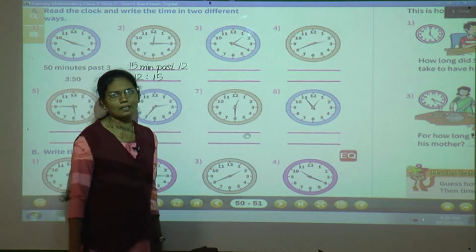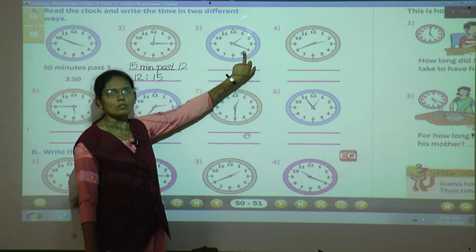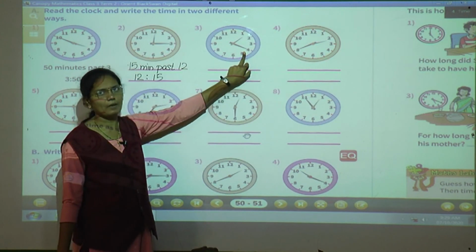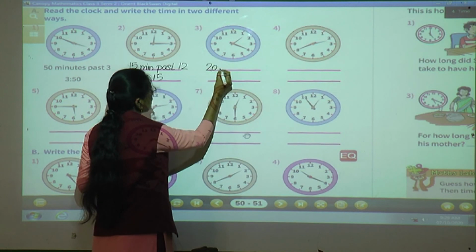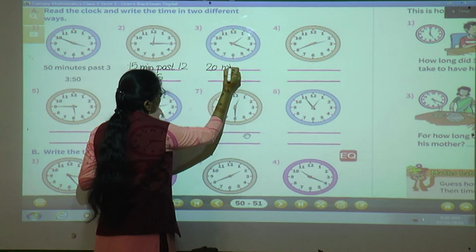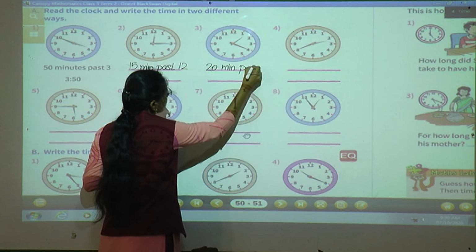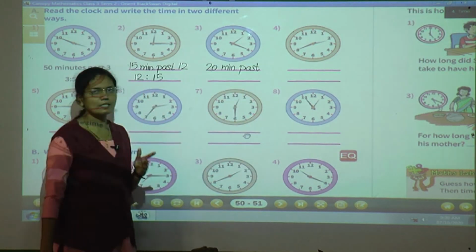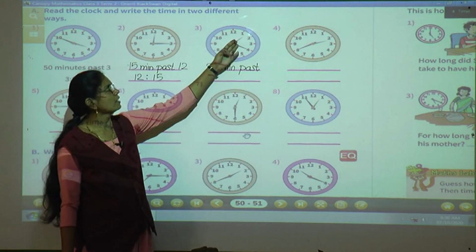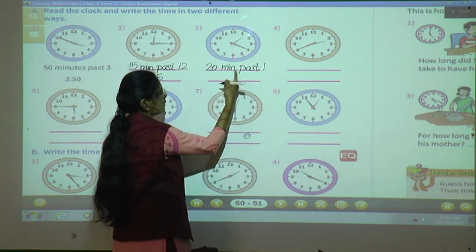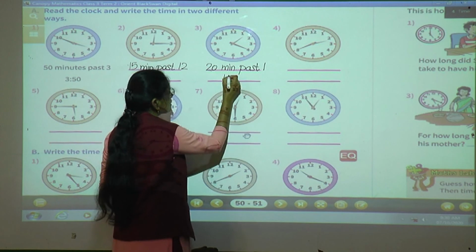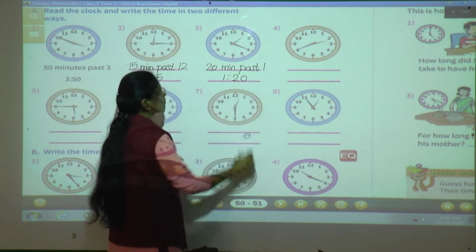Next, see this third clock. Where is the minute hand? It is on 4. So do the multiplication. 4 into 5. 4 5s are 20. How many minutes past? 20 minutes past. Now where is the hour hand? It has crossed 1. So we'll write here 1. 20 minutes past 1 means 1:20.